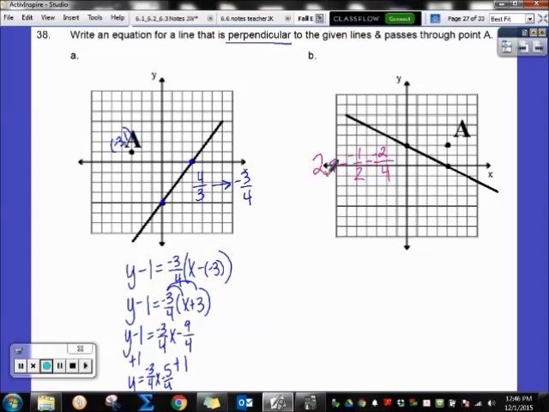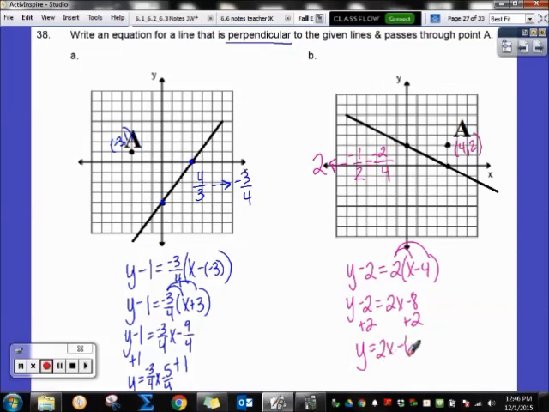Now here we can do the exact same thing. So I find this point, 4, 2. So I use that point and slope of 2 to write my new equation. So y minus 2 equals 2 times x minus 4, and then we just solve for slope-intercept form. And there's our equation in slope-intercept form.